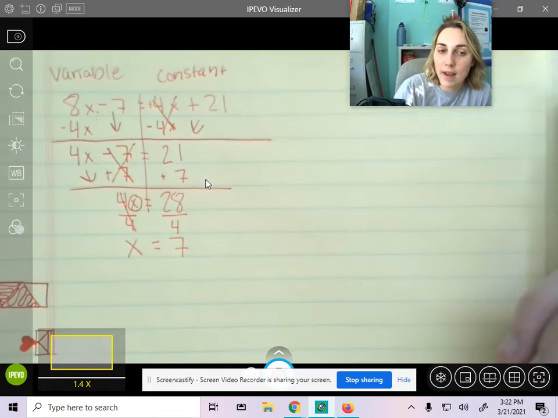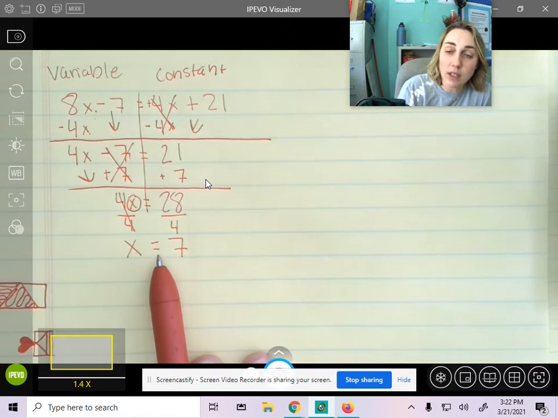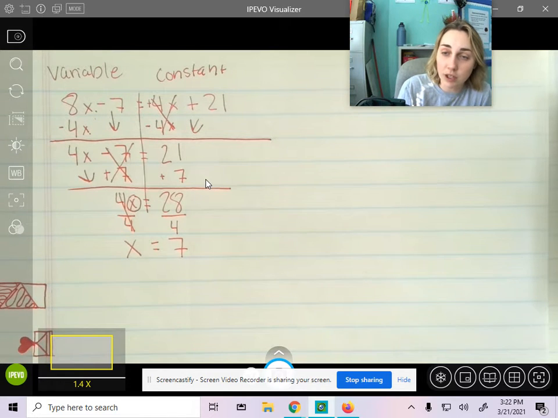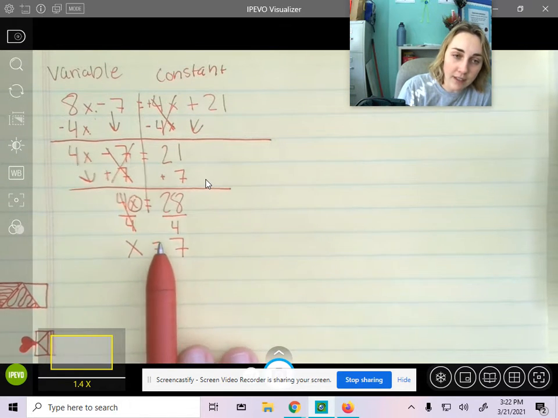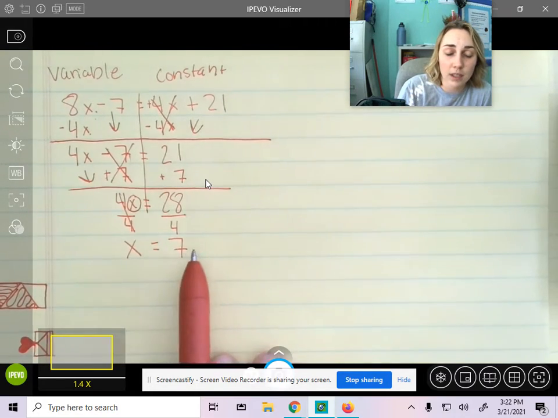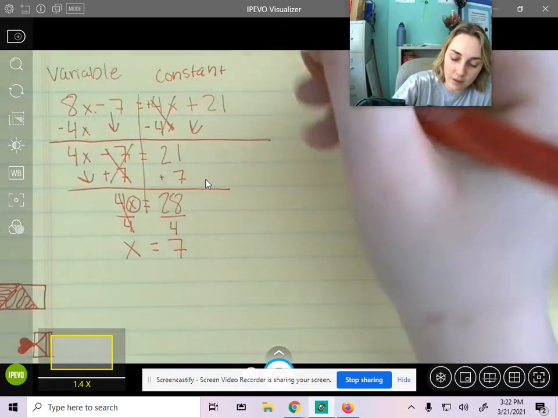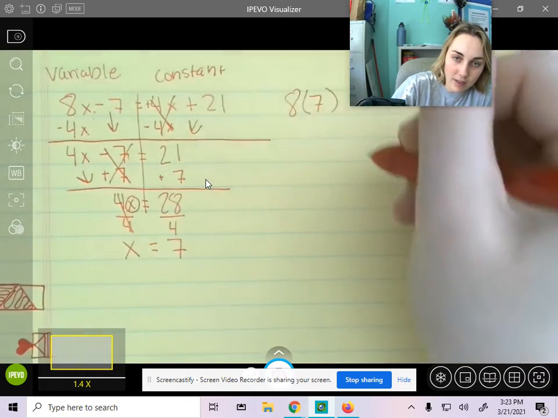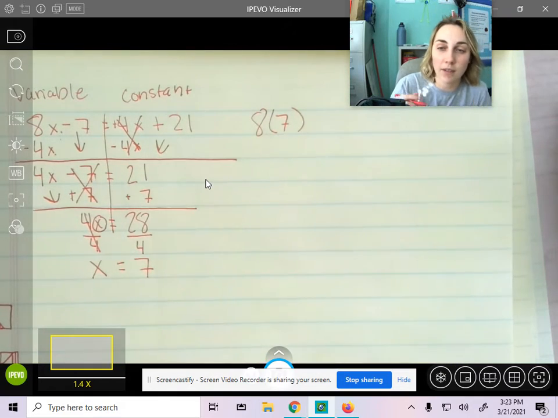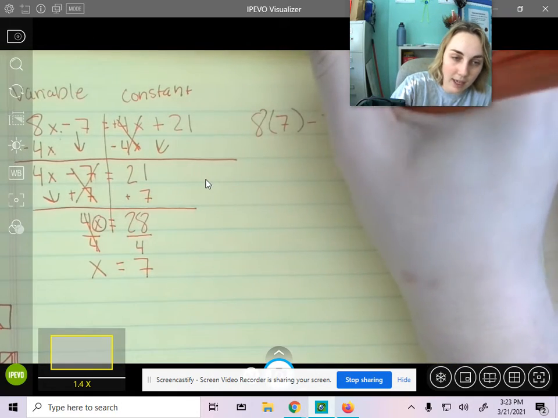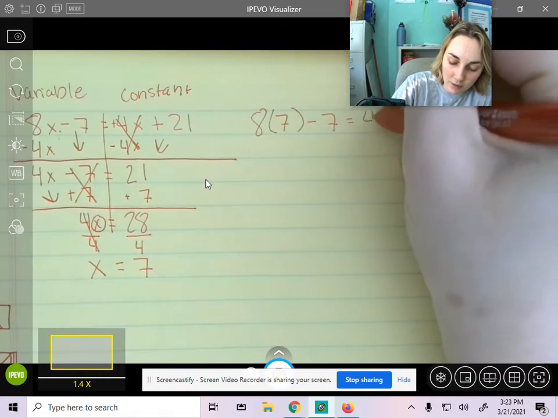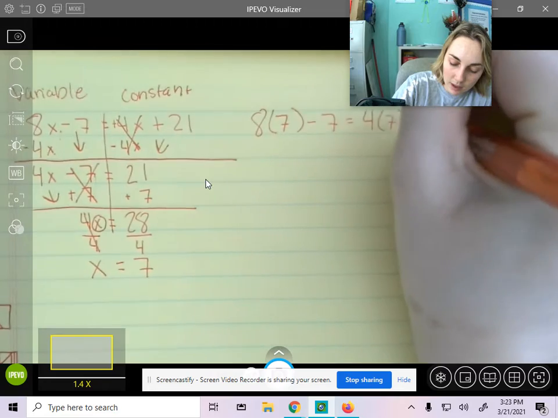And there you go. If you want to check your work, you can do this every single time if you want to, just to make sure: you can substitute your x value into the original equation and make sure that they match up. So for example, I'll put the 7 into this side. So we have 8 times 7, and when I plug them in, I like to put my variables in parentheses so I can organize my work better. And subtract that by 7, and then I'm going to put my variable onto this side as well. So then I have 4 times 7, plus 21.